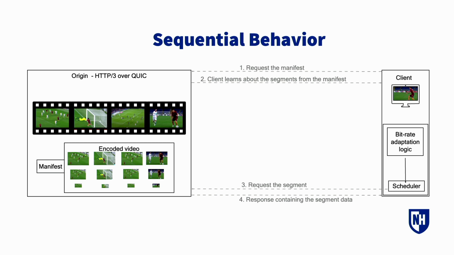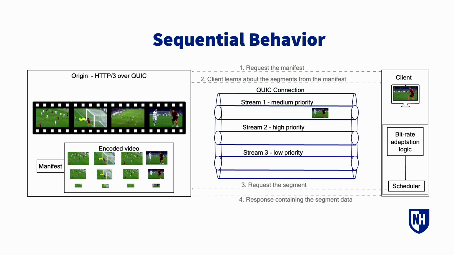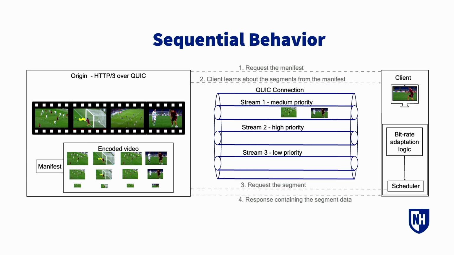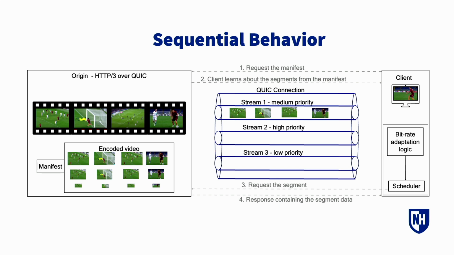But what happens in the QUIC connection is, since there is no priority specified within the streams, the data is sent in a sequential fashion. What I mean by that is, when the first segment is being delivered, the server will send the next segment only after the first segment is delivered. So there is a sequential flow of segment delivery, and also since there is no priority specified, it just goes into the medium priority queue.